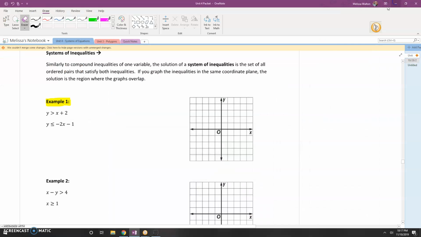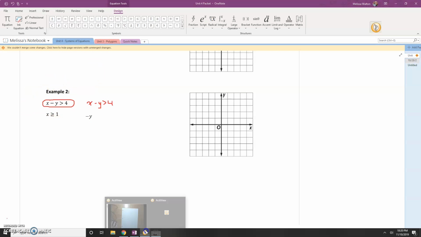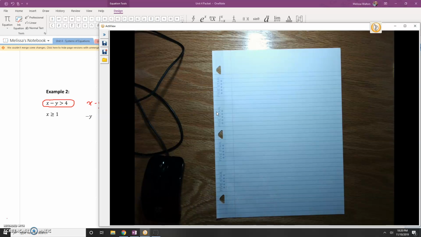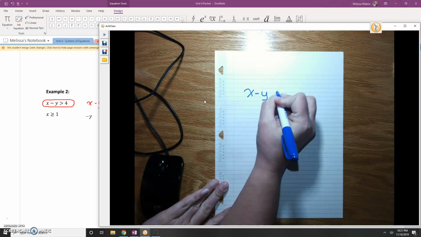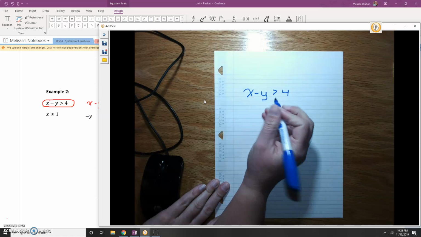All right, so Mr. Parsons is going to pause the video here in a moment. What I would like for you guys to do is example number 2. So go ahead and try to do example number 2. And one thing that I do want you to be careful of with example number 2 is this very first inequality. So currently here's what we have: x minus y is greater than 4. And I'm a little nervous that we're going to graph that incorrectly.